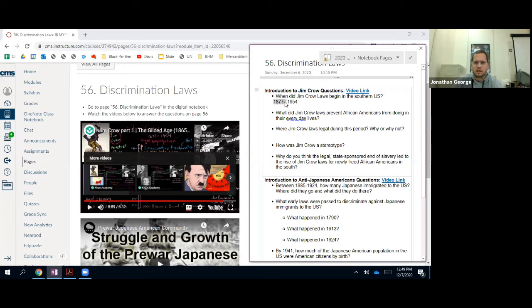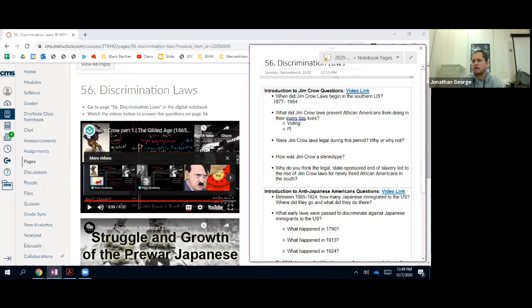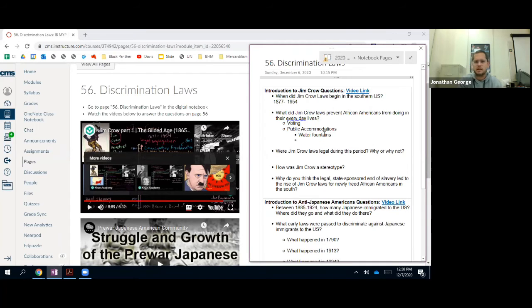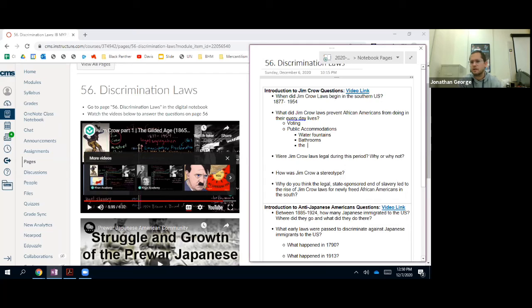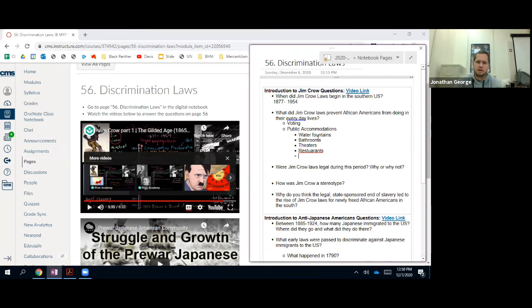What things can we add to that list? Yeah, voting rights. Honestly, that's a lot of it. A major part of it was voting rights. But then yeah, you do get into things like, what do they call those? Public accommodations, right? Yeah, bathrooms, water fountains, theaters, restaurants, right? All those types of entertainment. Everything was separated.